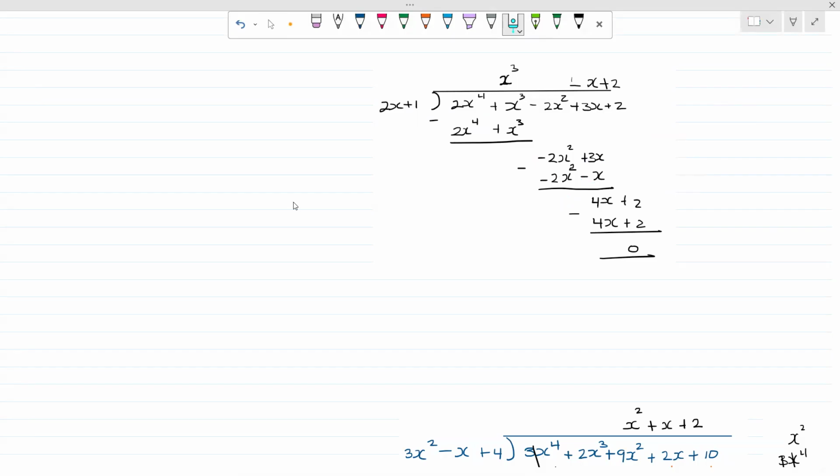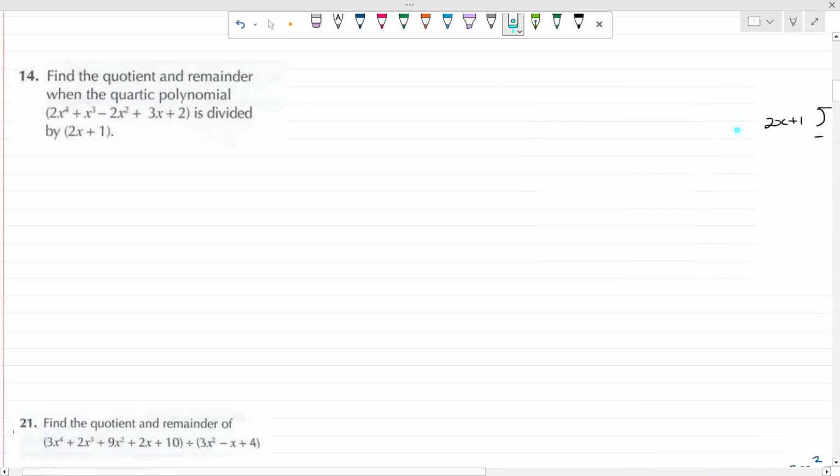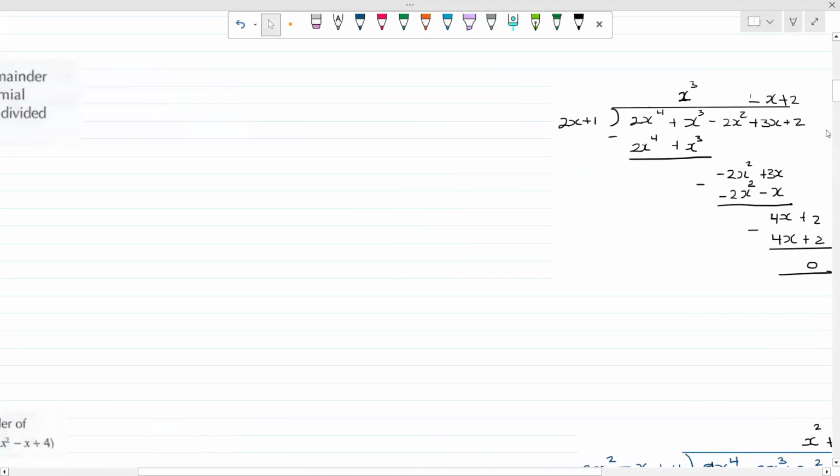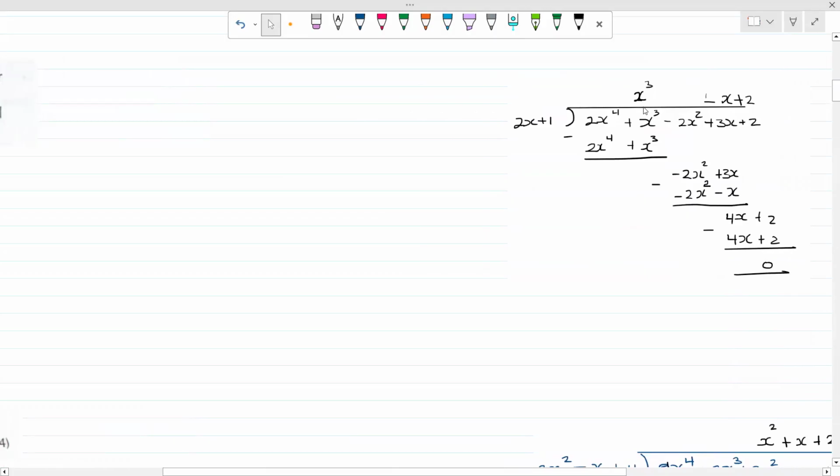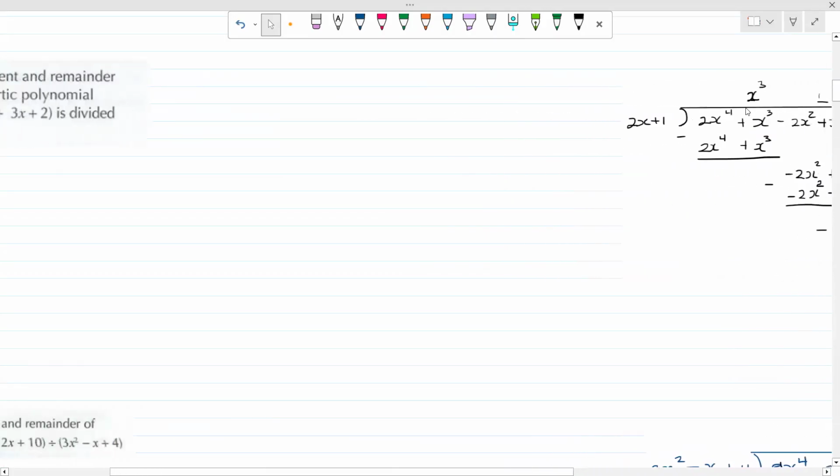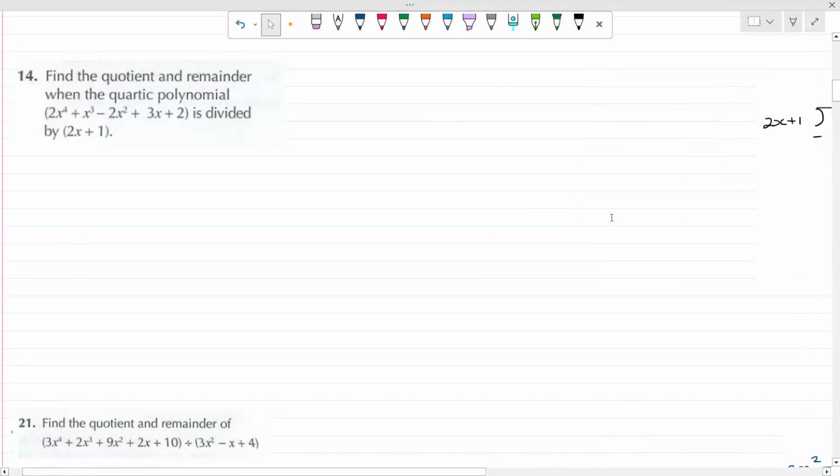And then we're going to go out again. 4x divided by 2x, my x's will cancel. 2 will go into 4 2 times. This is where I get my positive 2 from. And then when we multiply out now, 2 by 2x is giving me 4x. And 2 by 1 is giving me 2. 4x take away 4x will be 0. 2 take away 2 will give me 0. And that's how I'm going to divide that quartic polynomial. My answer here is going to be x cubed minus x plus 2. Right, that's my answer. Everybody all right with that?